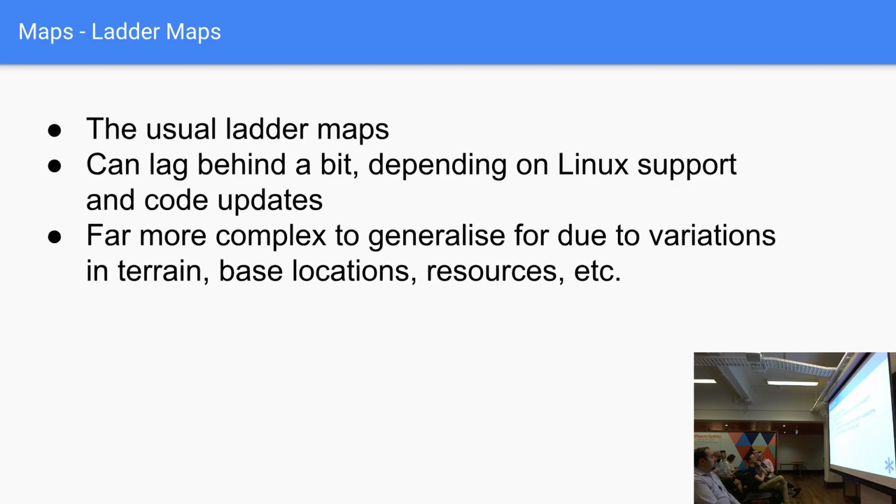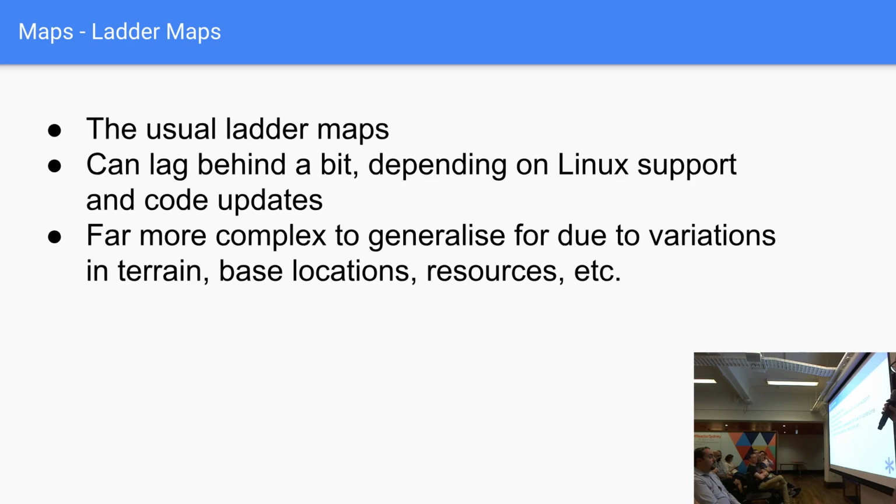And last but not least, the usual ladder maps. So everything that everyone's playing, you're seeing on any of the Twitch streams and all the WCS tournaments, they're available there. However, they can lag a little bit because the Linux version of the game is locked at an older version. So a lot of the newer maps need newer functionality from the game in order to work.